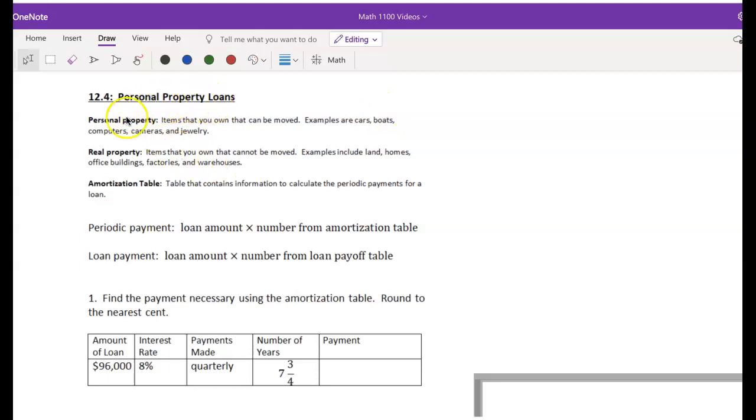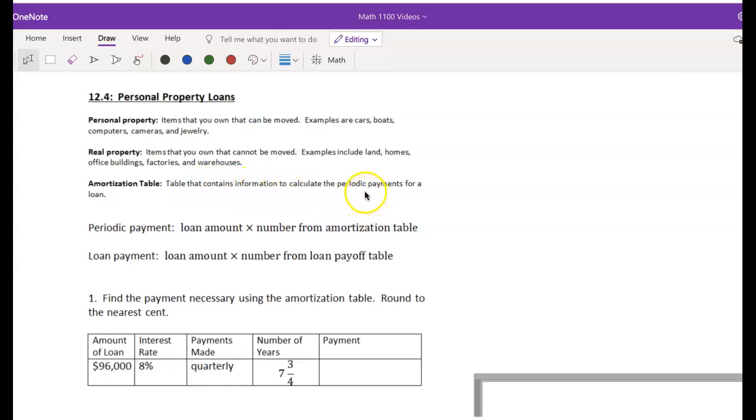Personal property loans. Personal property are items that you can own that can be moved. Examples are cars, boats, computers, cameras, jewelry. Real property are items that you own that can't be moved, for example, land or a house or an office building.